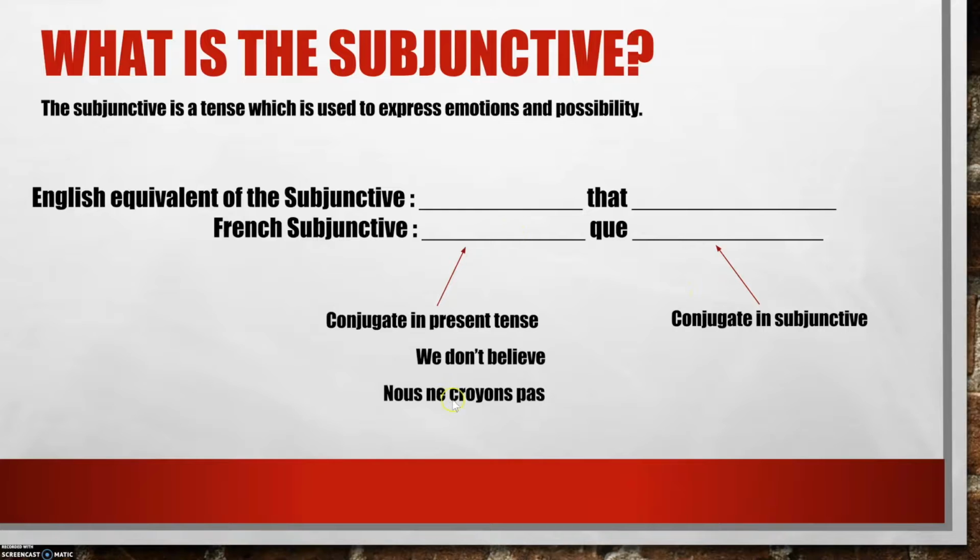So, we don't believe, which is going to go on our left hand side. We're expressing our emotions, we're expressing the ideas of possibility, because we feel like there's no possibility. In this case, que is that in French. We don't believe that she loves Jack. Elle adore Jacques. So on the right hand side, we conjugated aimer, the verb to love or to like, in the subjunctive. So that's how you use the subjunctive.